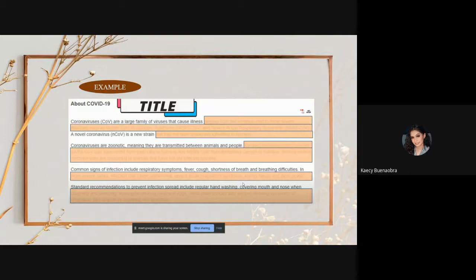So the given example shows that scanning is about those details or information that is highlighted. So are we clear, class?